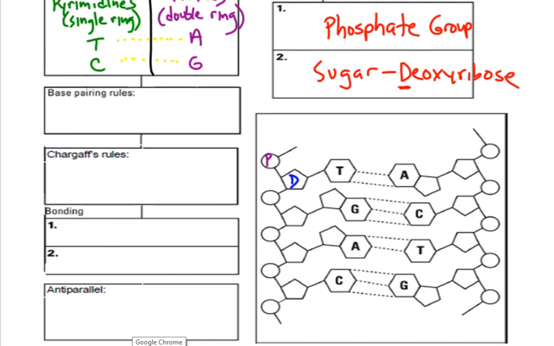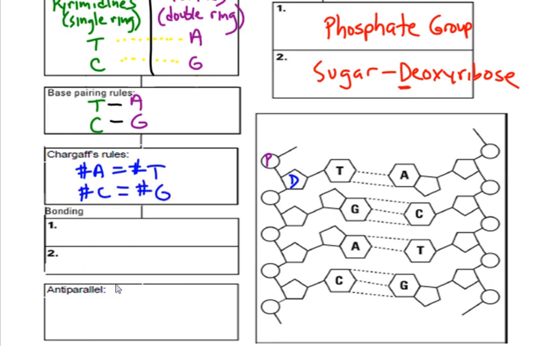Our base pairing rules. T bonds with A. C bonds with G. Now, Chargaff was a scientist who came up with the idea that the amount of A equals the amount of T, and the amount of C equals the amount of G.